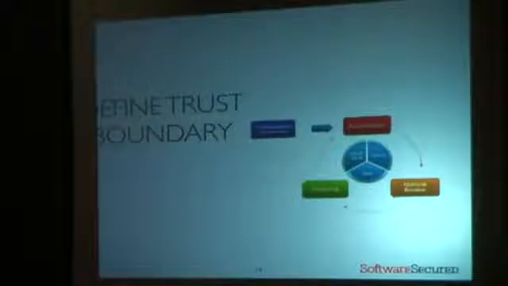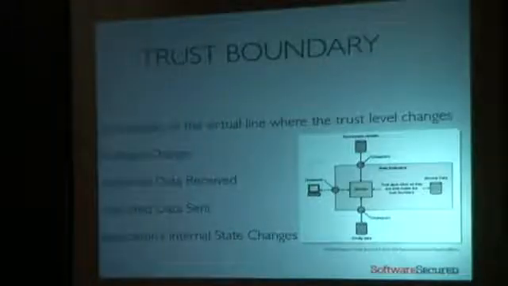So, defining trust boundary. Trust boundary is a virtual line where the trust level changes, like when privileges change. So an anonymous user, for example, becomes authenticated as a regular user. A regular user elevates, re-logins or something, and becomes an admin. So every time privileges change, untrusted data received, untrusted data sent, all these are examples of where trust level changes.